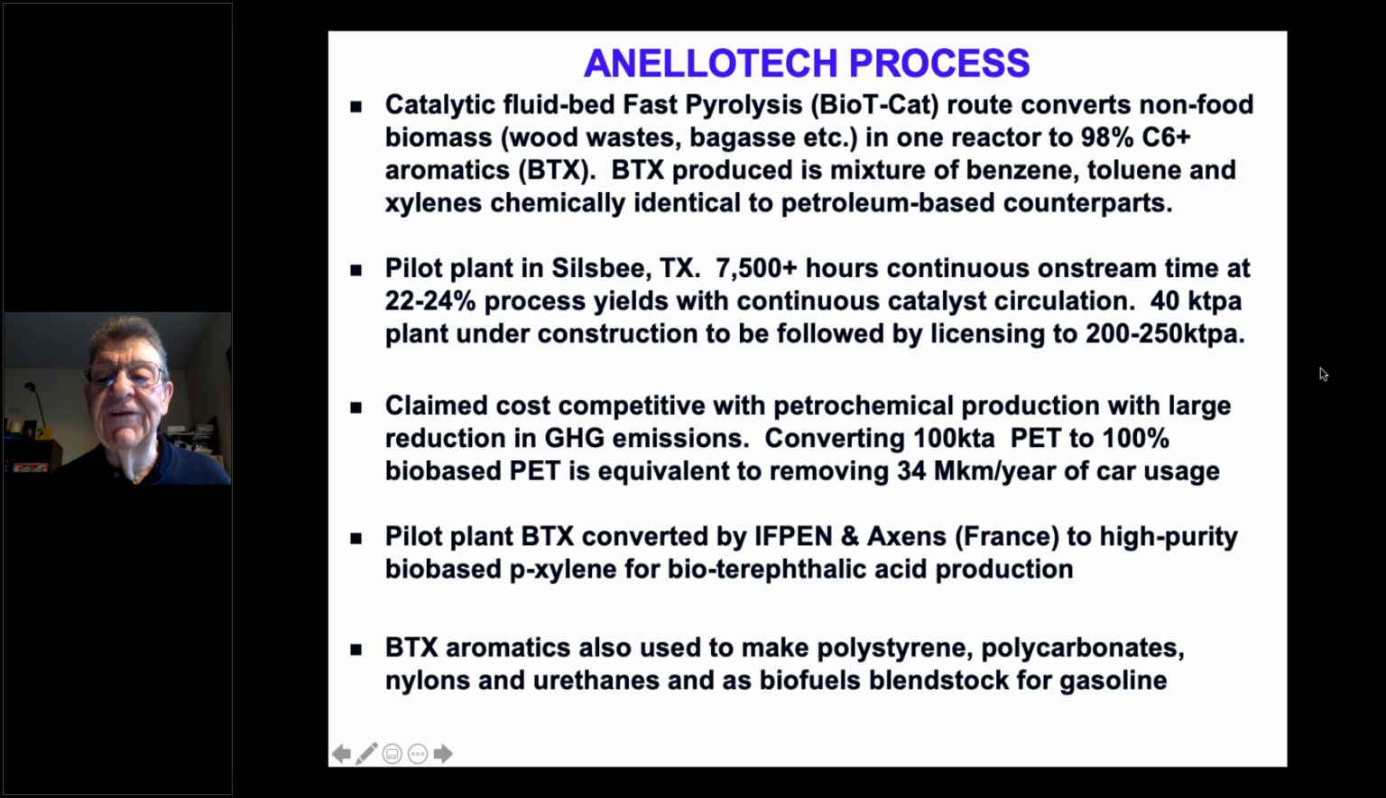They're building a 40,000 ton per annum demonstration plant to go from loblolly pine from Georgia to BTX. And they're going to use the data from this to scale up to about 250,000 tons per annum. They claim their process is cost competitive, so it'll be interesting to see how that works out, but with a very marked reduction in greenhouse gas emissions. And the BTX product has been converted by two other partners in this project in France to high purity paraxylene and terephthalic acid. And you can also use the BTX to make other types of polymer.